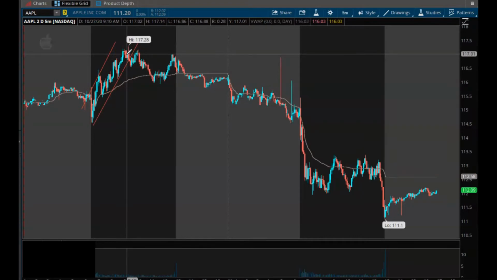Now, from this vantage point as a trader, you could be on two different sides of a trade idea like this. Number one, you could be somebody who bought this trade, and you are looking at some really nice profits, and you're wondering, hey, when should I sell my position?